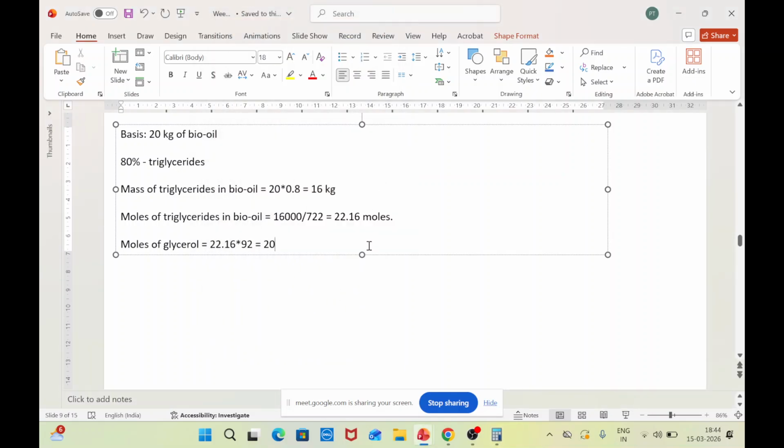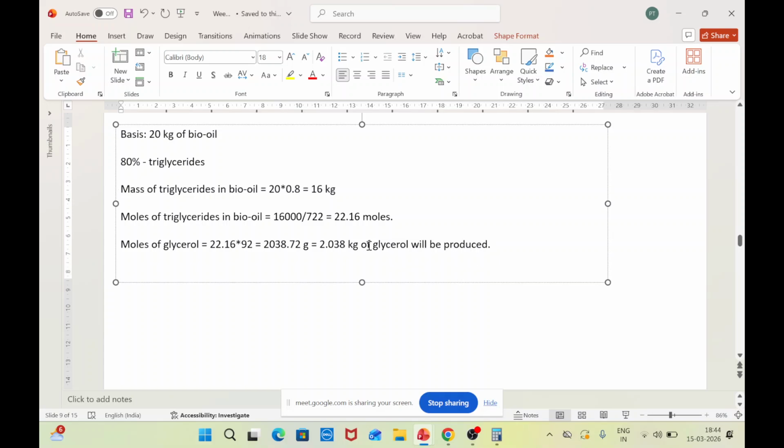2038.72 grams, or you can say it as 2.038 kg of glycerol will be produced through the transesterification reaction.